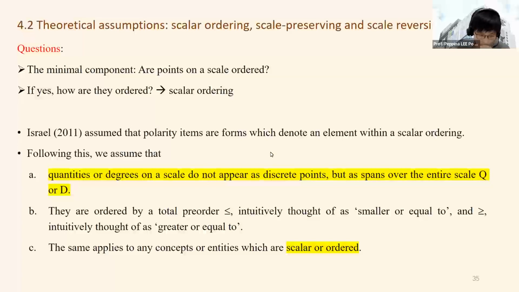Following the assumptions of Israel, to make the scalar ordering clearer, this is the assumption we'll be taking, the ABC here. In other words, a scale can be composed of either quantities or degrees, but they are not discrete points. It spans over the entire surface, the entire platform, instead of just point 1, point 2, point 3 discretely. So it is just a continuum. The order is arranged in terms of smaller or equal to, or greater or equal to, just a normal comparison between quantities or degrees. Regardless of what kind of entities you're talking about, if they can be put on the scale and ordered, we say that they're scalar.